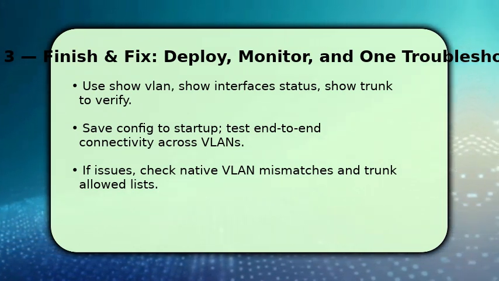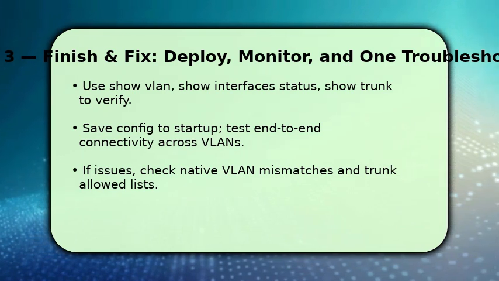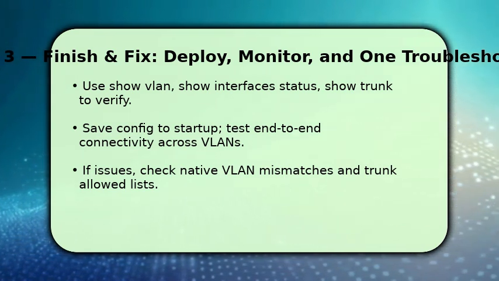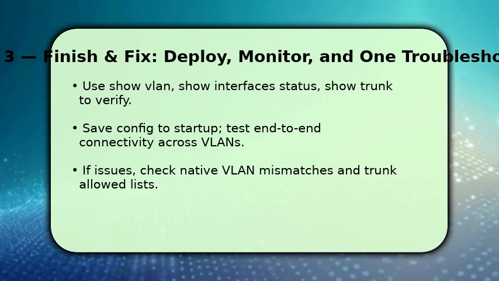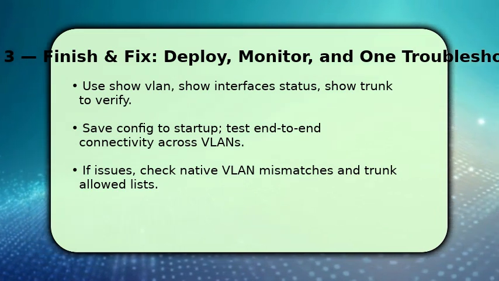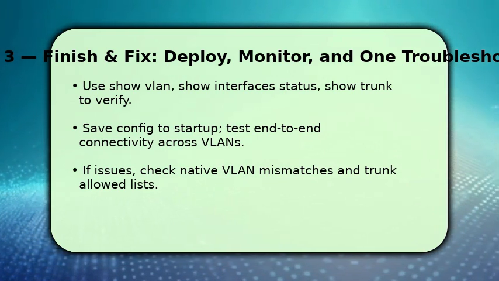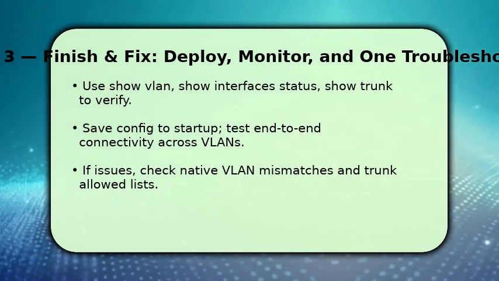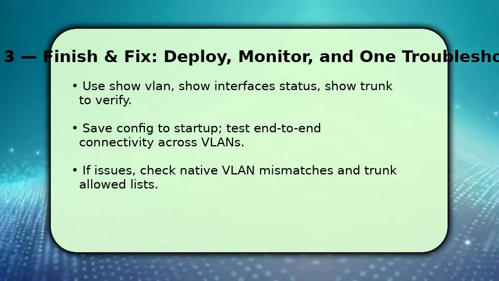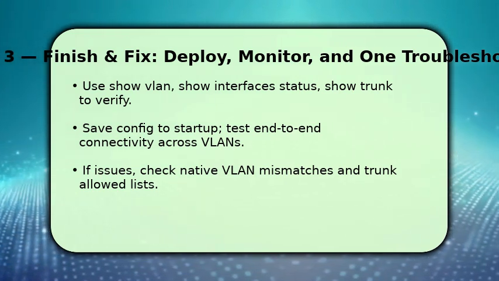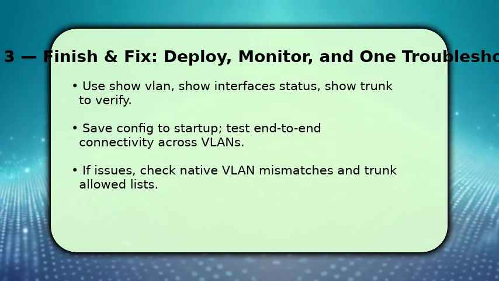Once validated, save the running configuration to startup so it survives reboots. Test connectivity from hosts in each Vlan and confirm inter-Vlan routing if required. If traffic fails, first check native Vlan mismatches and trunk allowed lists. These cause most problems. Finally, if needed, roll back to the backup config and reapply changes incrementally.